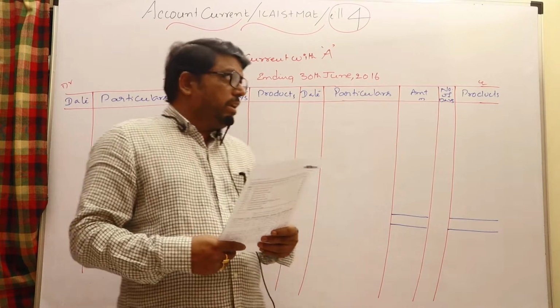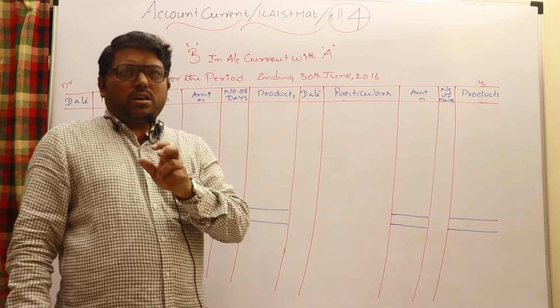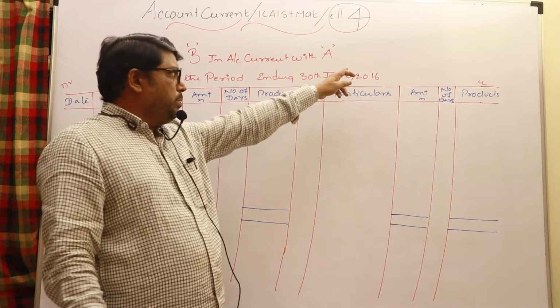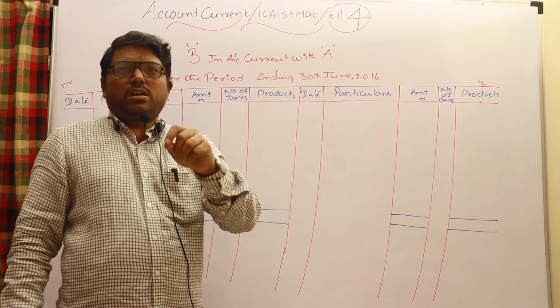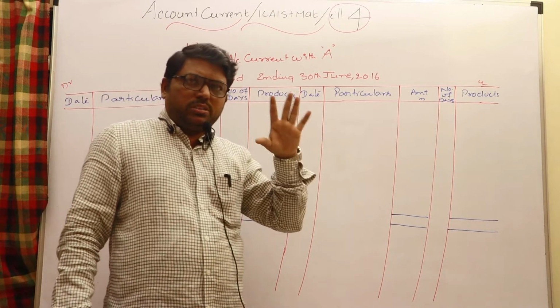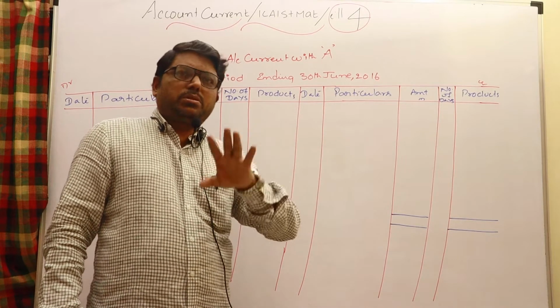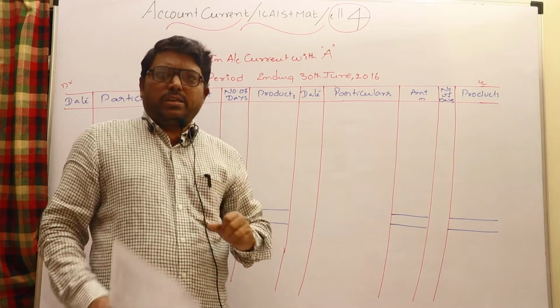The heading is always very important. Who will prepare the account current, who renders the account current, his name should be written at the end. Whose current account is prepared, his name should be written first. Always behave like the same person who is actually preparing the account current. Then it is easy to make the entries.